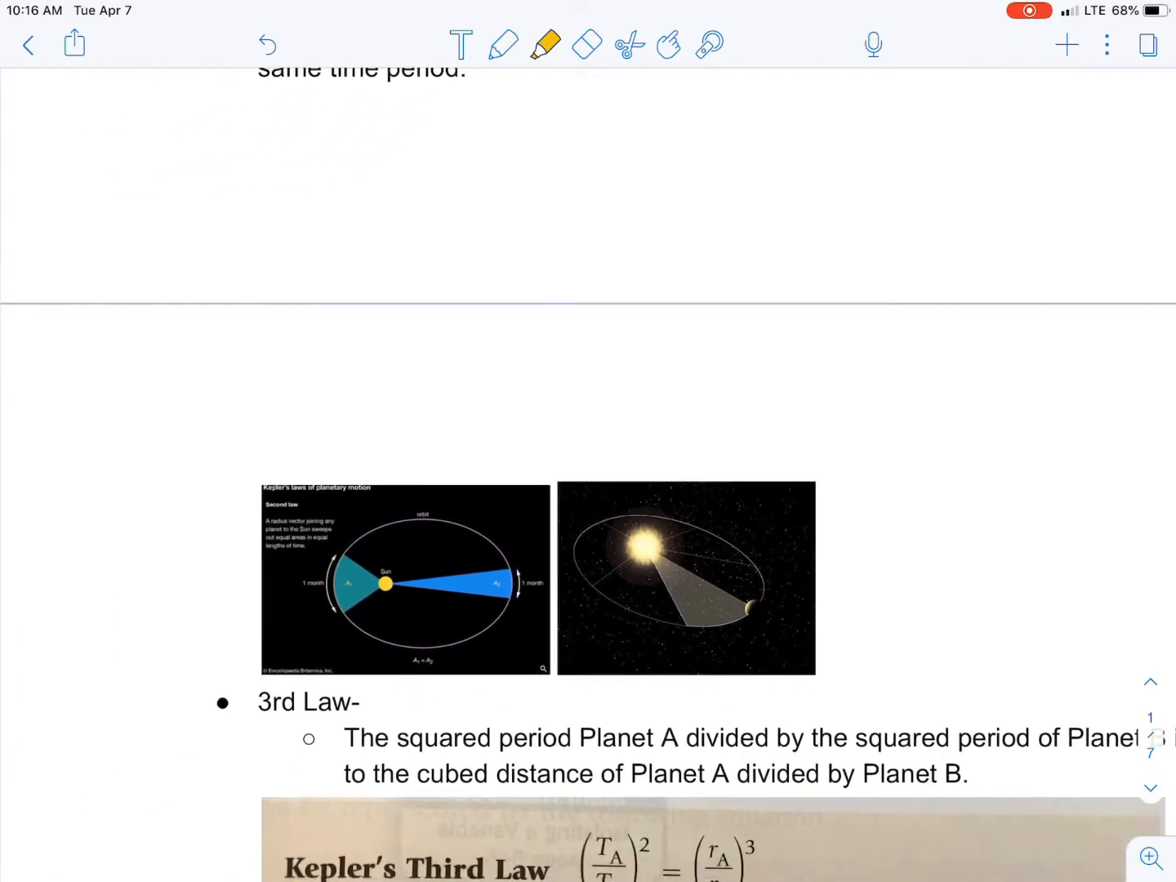I just kind of colored that in. And so these two areas are the same size, different shape, right? Well, they're kind of like triangles. I don't know what you'd call that, an arcish triangle, but they're the same area. It took the same amount of time to make that. So that helps get the speed.